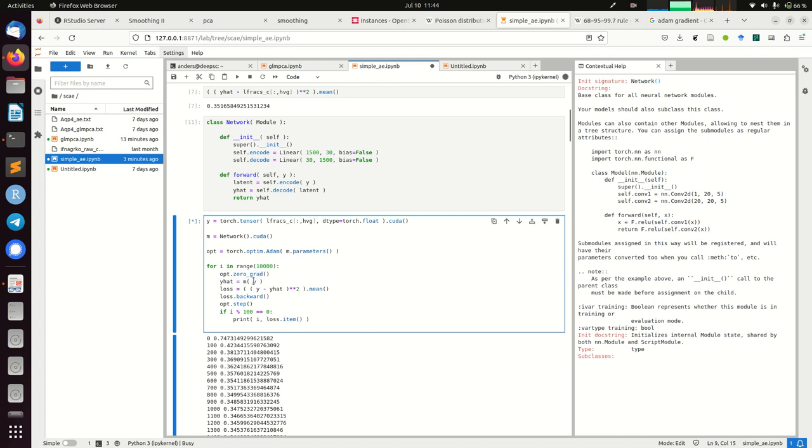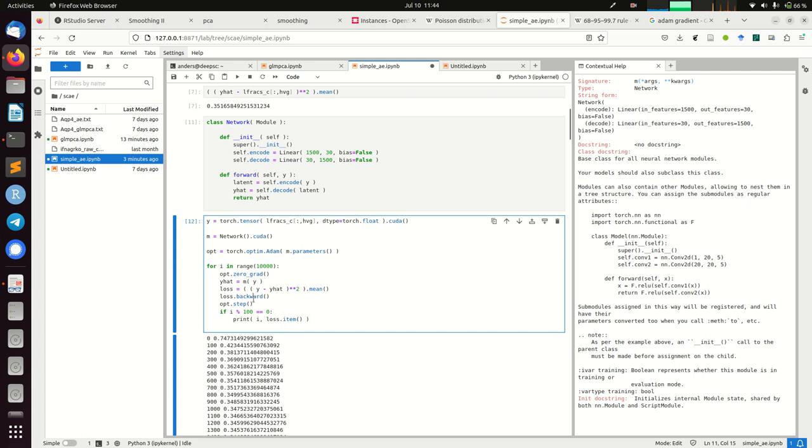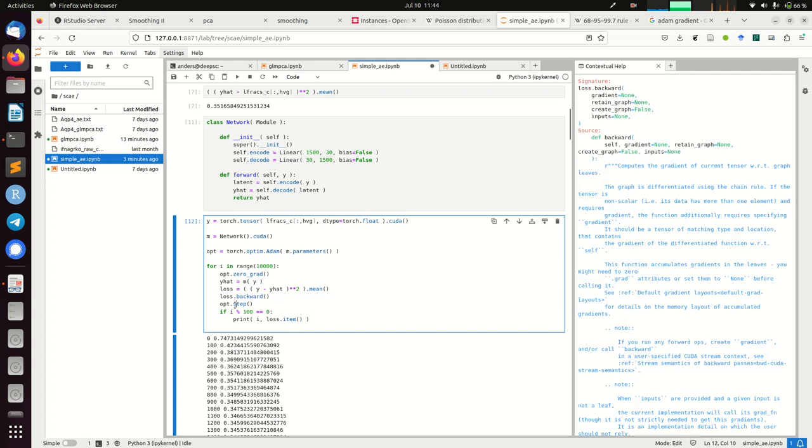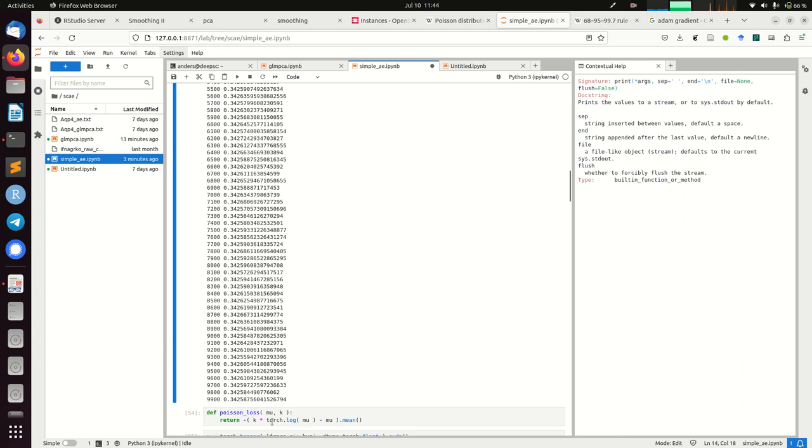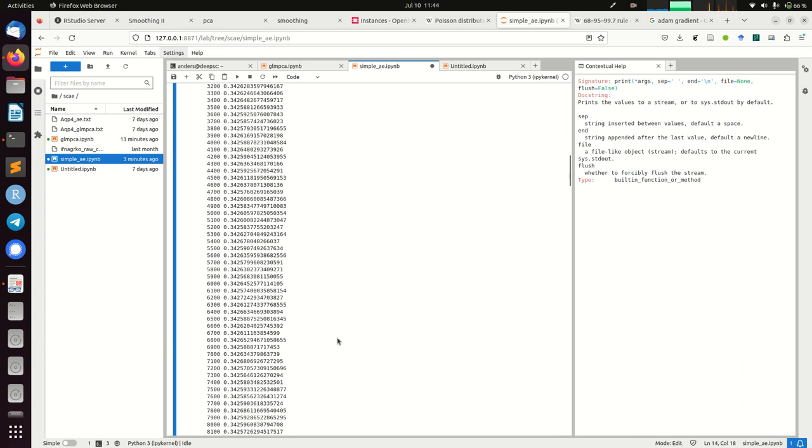We take our data matrix Y, run it through the network, so through the two matrix multiplications, calculate the loss, calculate the gradient, do an optimizer step, and print our thing. So this is, again, our PCA reconstruction, which after a while brings us back to the PCA.